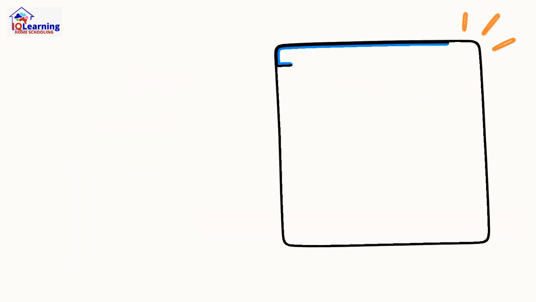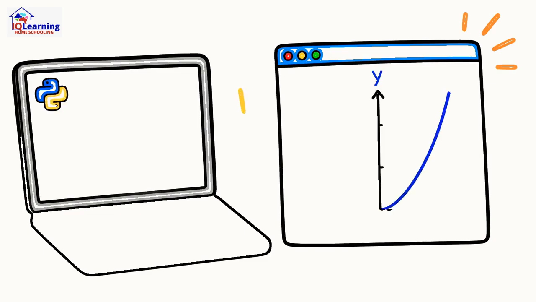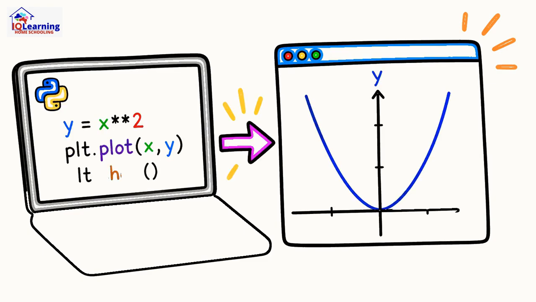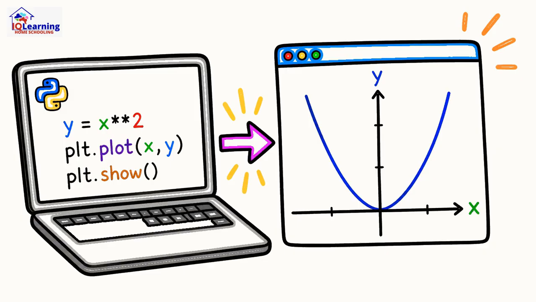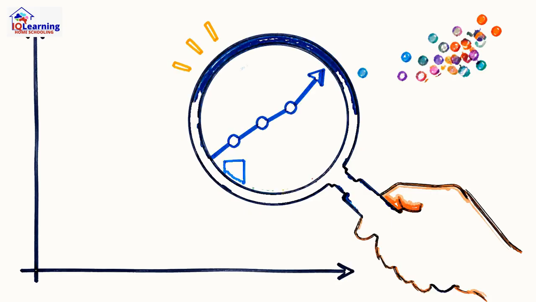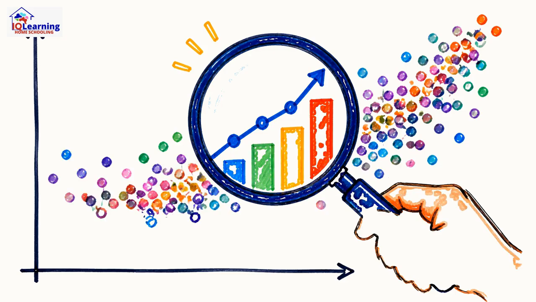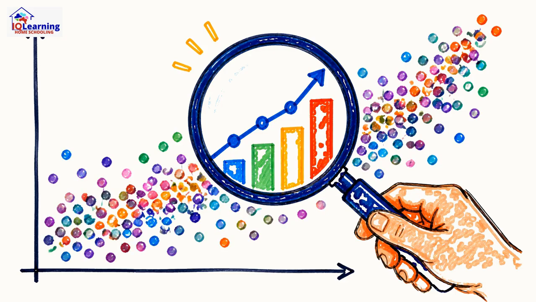And then there's visualization. A tool called matplotlib can take an abstract equation, like y equals x squared, and instantly draw a perfect, smooth parabola on your screen. It allows you to plot vast data sets, see hidden trends, and build an intuition that raw numbers alone can't offer. You're not just calculating, you're exploring.